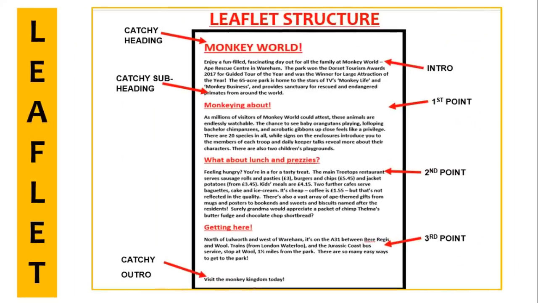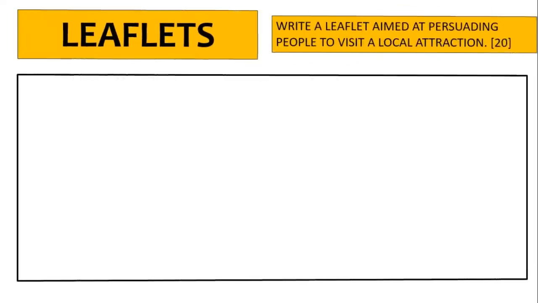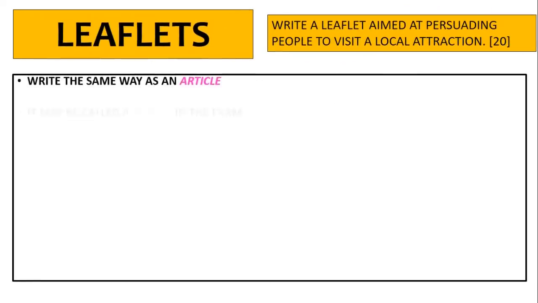Okay, the last one is a leaflet. First of all, the leaflet is quite similar to an article, really. So you're going to write it the same way. Only difference really being is if it's a leaflet, you're maybe trying to sell something a bit more. So a leaflet structure, my one is going to be on Monkey World. It has a catchy heading, catchy subheadings. Again, one paragraph per subheading talking about what's so good about the place, and then you're going to do a catchy outro. So leaflet, write the same way as an article.